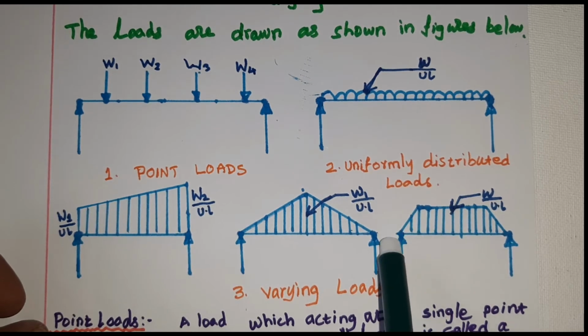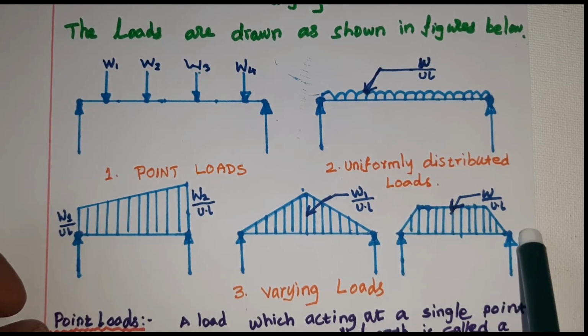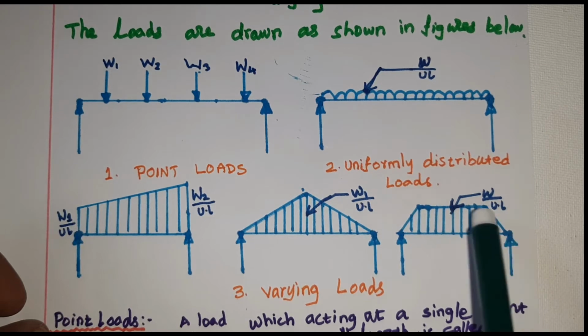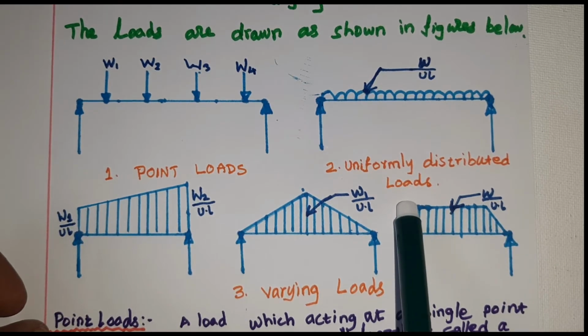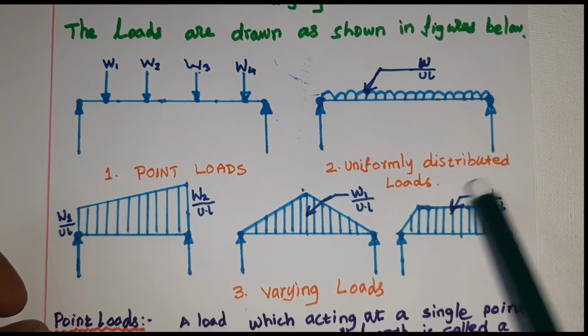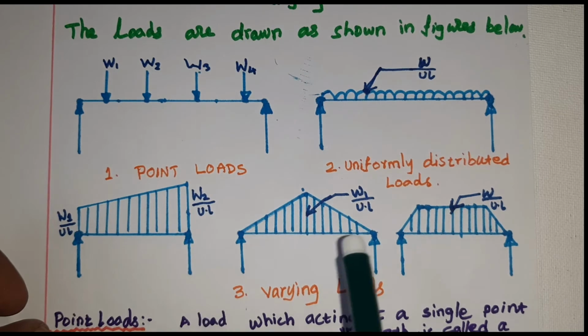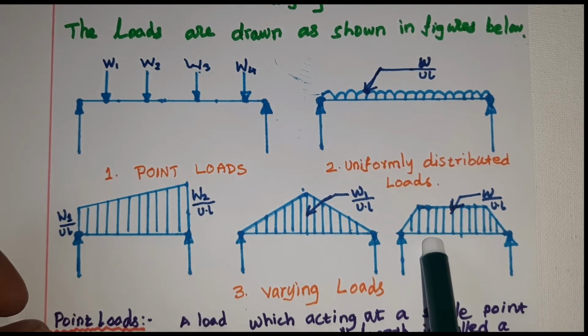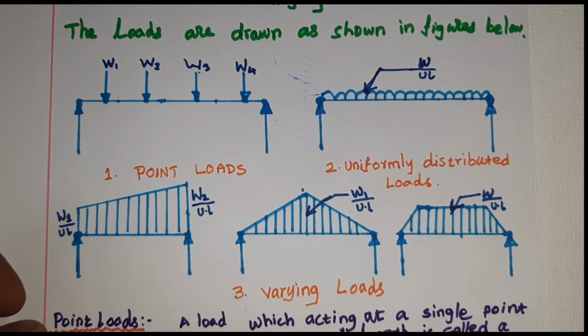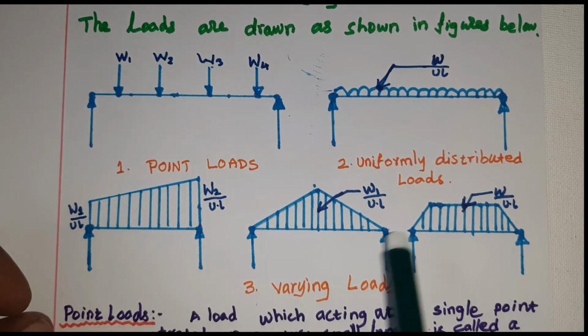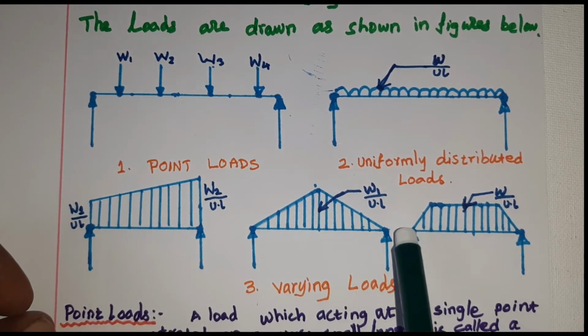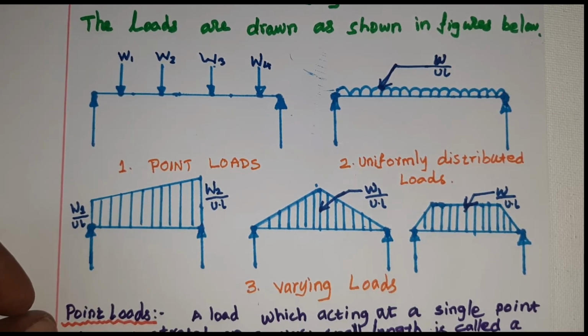Okay, so here the intensity of the load is 0, here the intensity of the load is 0, and the maximum intensity of the load is somewhere here. Here also we have maximum intensity in between. The straight line is drawn. So this kind of load will arise from the two-way slab, or this kind of load may arise from the lintel also.